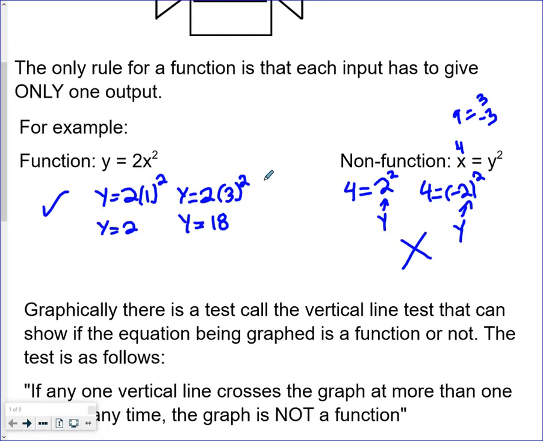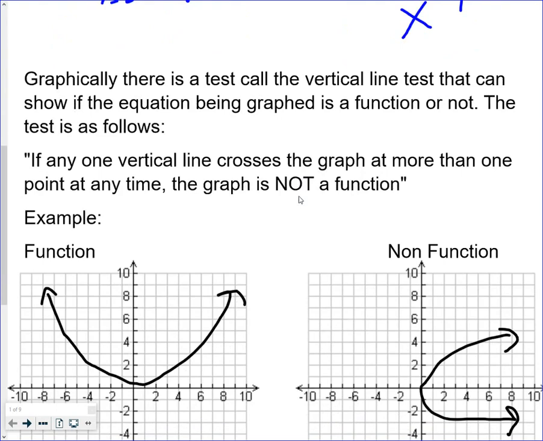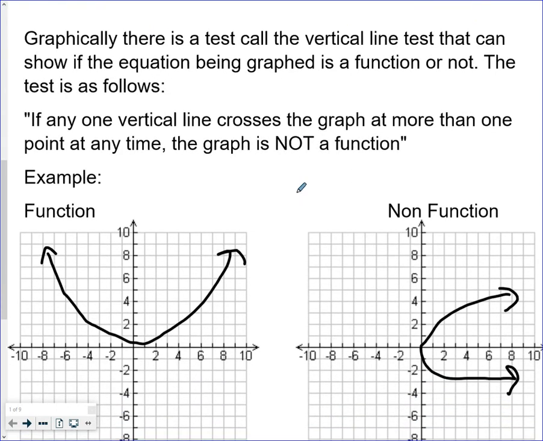Now again, with an equation, we could tell if something's a function by doing this little check to see if, when we put in one input, we get out one output. For a graph, it's kind of hard to tell that because you're not given an equation, you're just given a picture. So for a graph, there's actually a special test to see if it's a function. It's called the vertical line test.